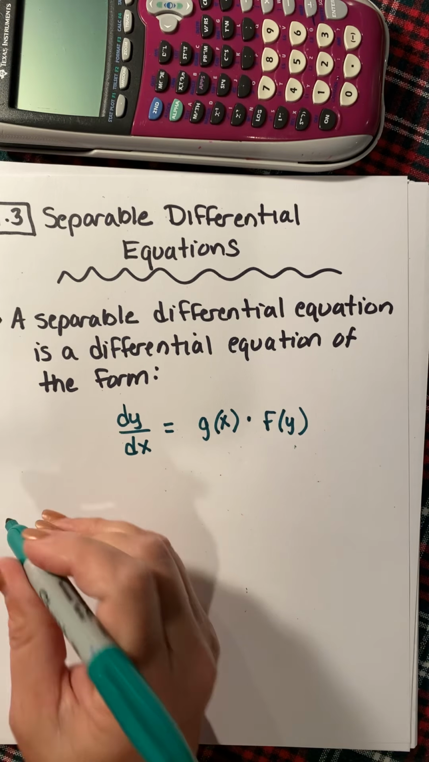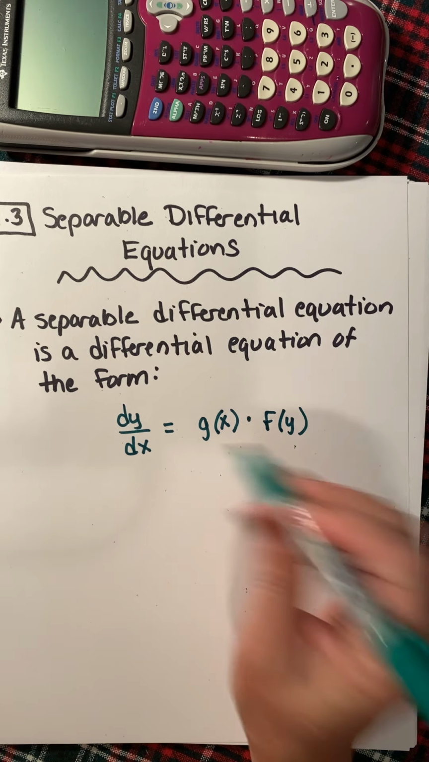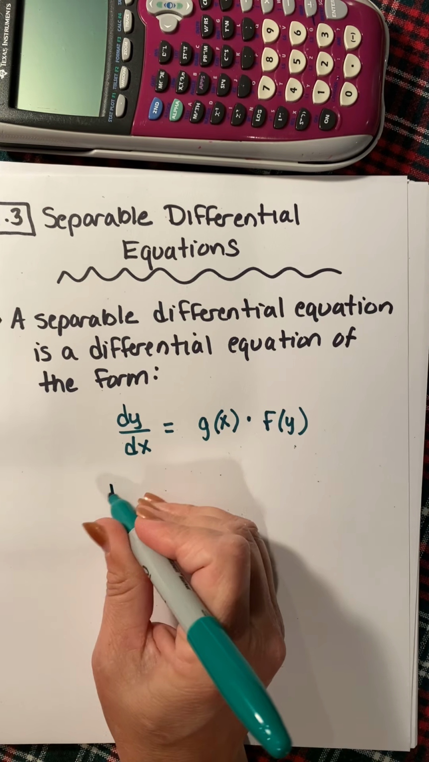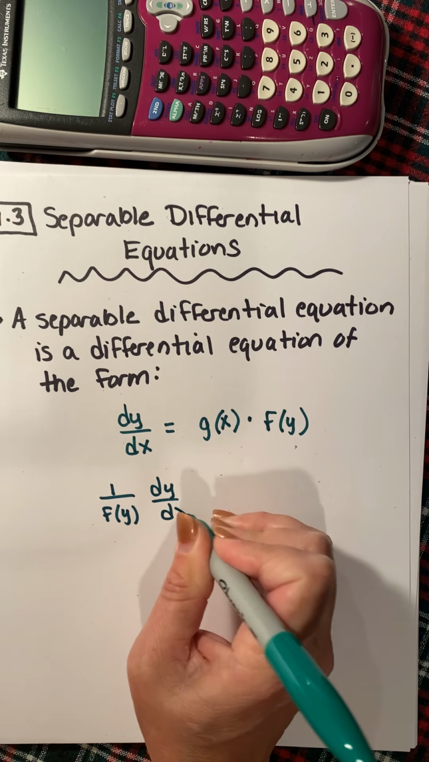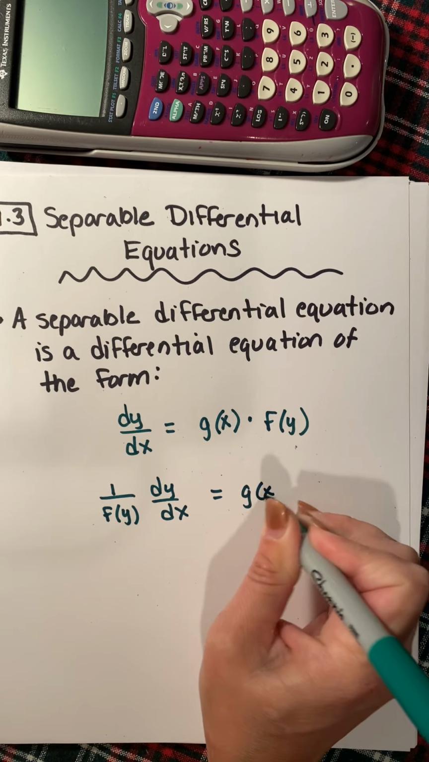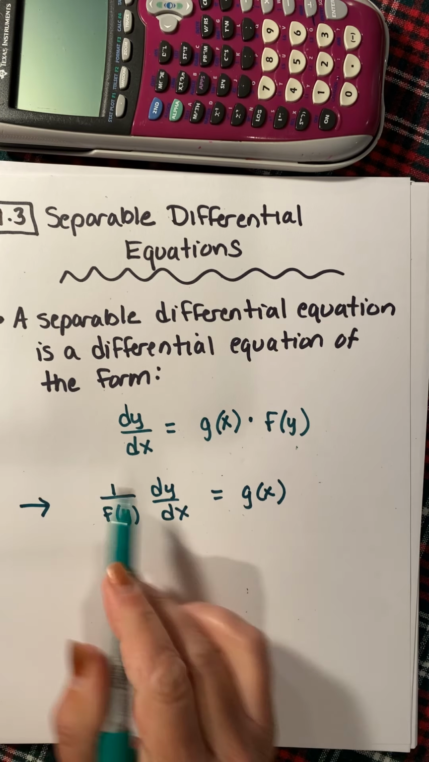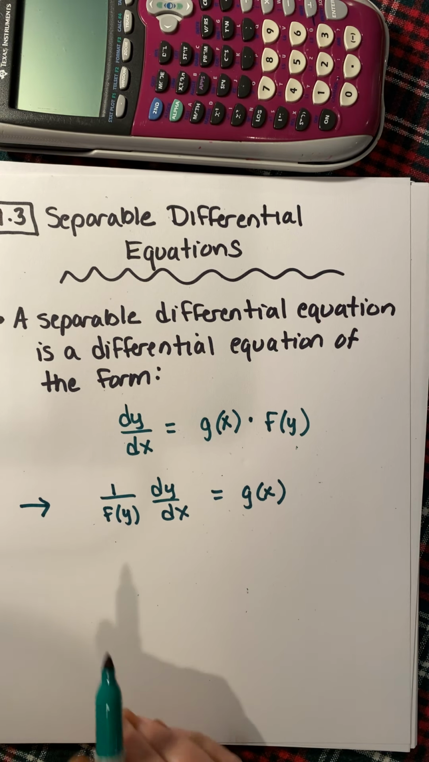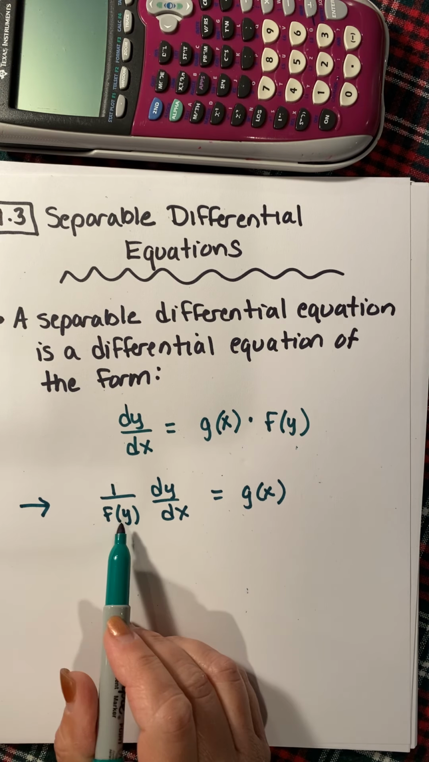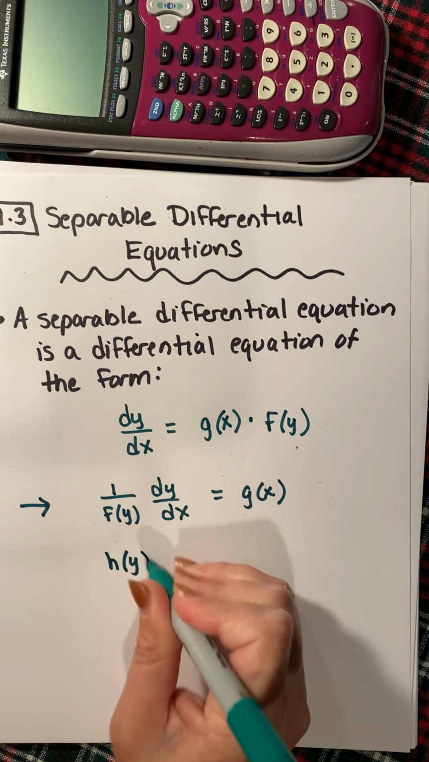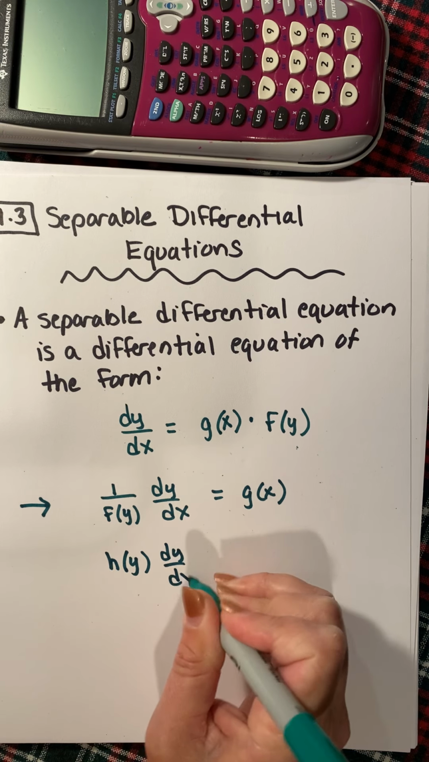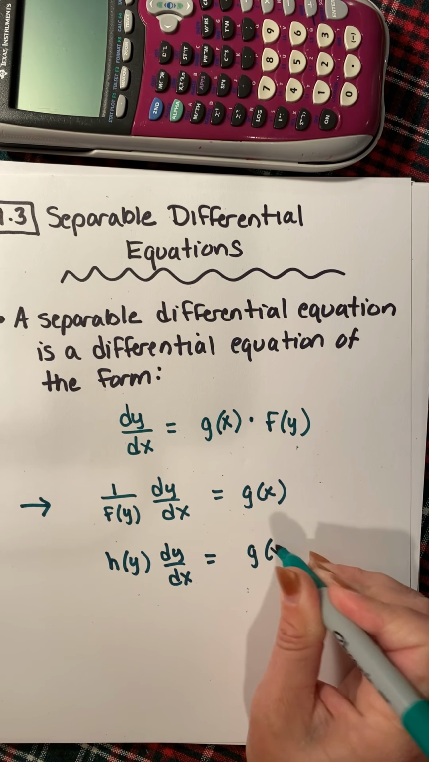This can be written equivalently. Well, I can divide both sides by f of y, so I can write 1 over f of y dy dx equals g of x. Now, we don't like to look at reciprocal functions, so different books use different notation, but we often call this a new function. Let's just call it h of y. So h of y dy dx equals the function g of x.